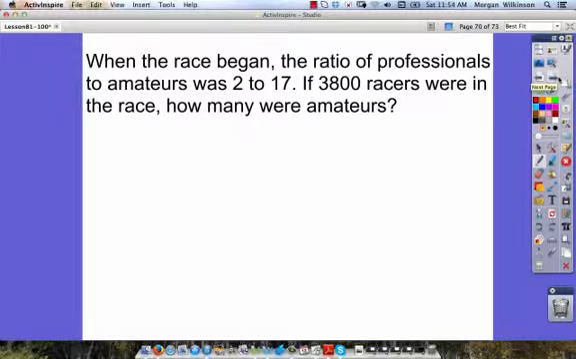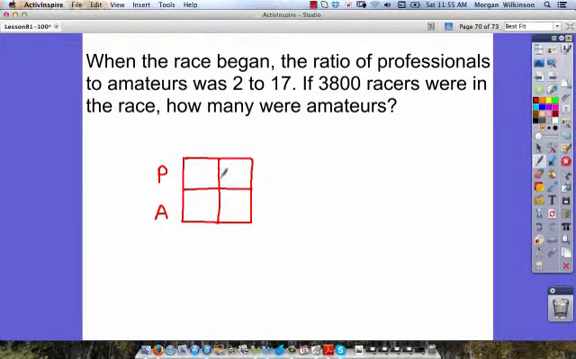When the race began, the ratio of professionals to amateurs was 2 to 17. So let's start. Professionals to amateurs was 2 to 17. We've got our 2 by 2 grid. Professionals, 2 for every 17 amateurs. 3,800 racers were in the race. How many were amateurs? Well, there were 3,800 total, so that includes both professionals and amateurs. So we get our total. That's the number of racers, which includes both professionals and amateurs.